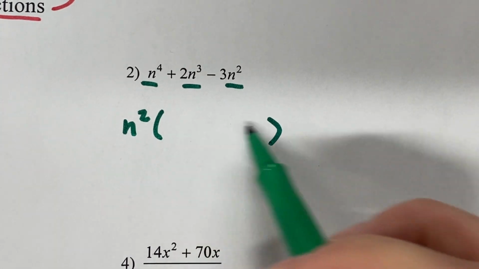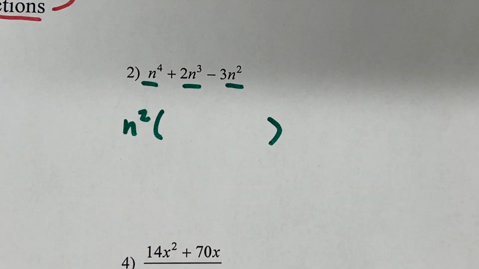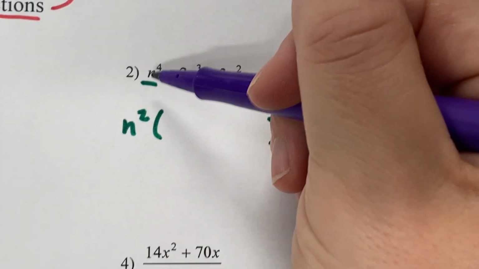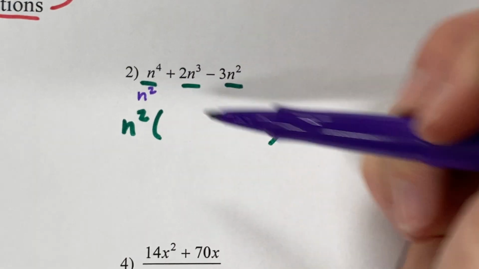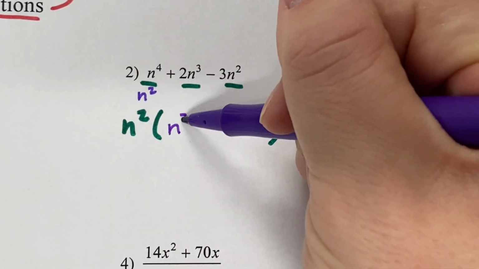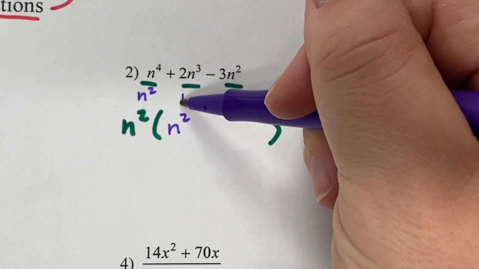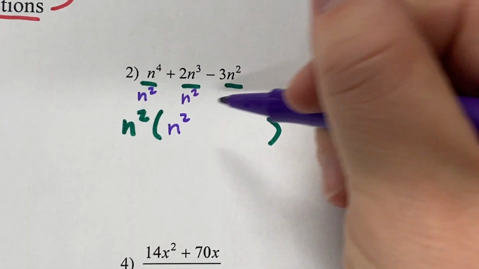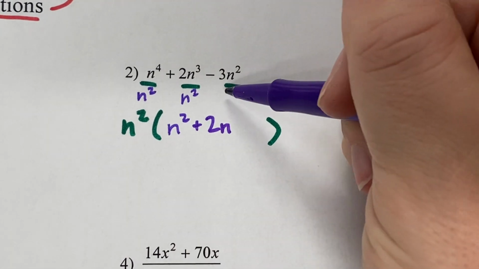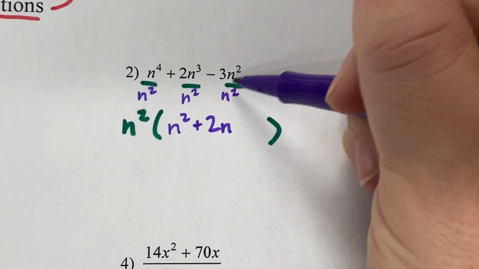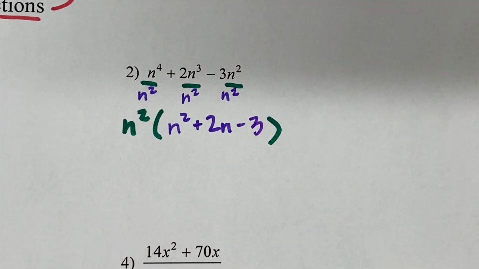Now let's figure out what's left inside my parentheses. We had n to the 4th divided by n squared. Think 4, take away 2. I'm left with n squared. In my middle term I had 3 n's, take away 2. I'm left with 1 n. And then -3n squared divided by n squared, I'm just left with the -3.